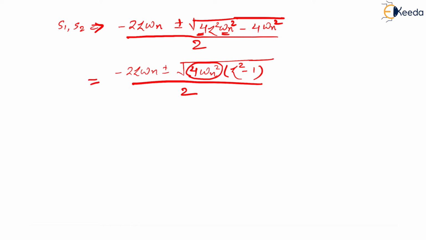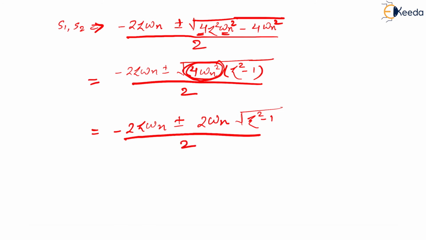So what do you get now? It is going to be equal to minus 2 zeta omega n plus minus. Under root of 4 omega n squared is how much, sir? Under root of 4 omega n squared is nothing but 2 into omega n. Under root, definitely zeta squared minus 1 remains. Now the whole divided by 2. If we divide by 2, these 2 and these 2 will get cancelled along with this 2. So you will have minus zeta omega n plus or minus omega n into under root of zeta squared minus 1. Is that right? Yes. Now here comes the catch.